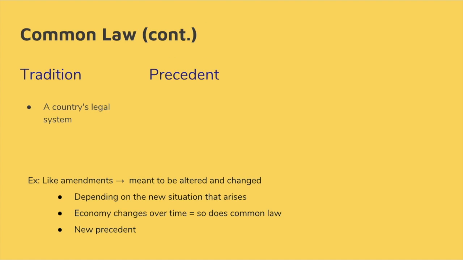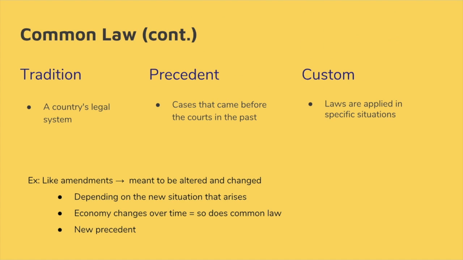Starting with tradition, it refers to a country's legal history. Next is precedent, which refers to cases that have come before the courts in the past. And finally, custom, which refers to the ways in which laws are applied in specific situations.